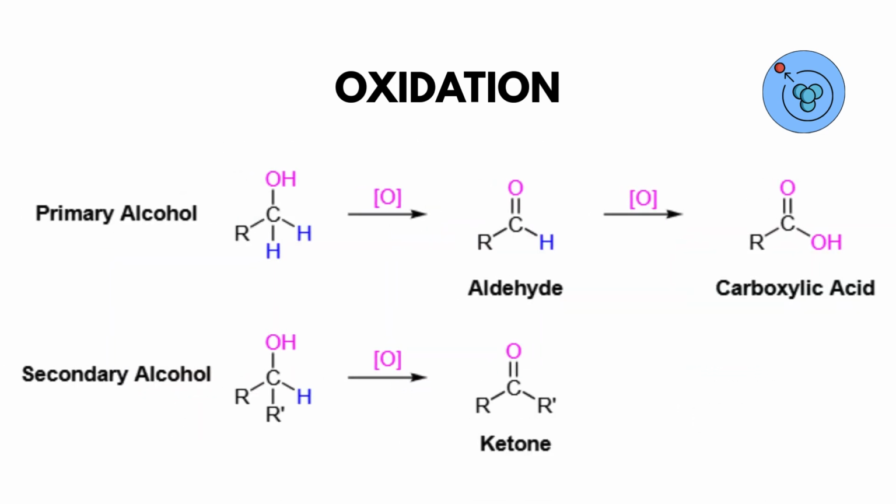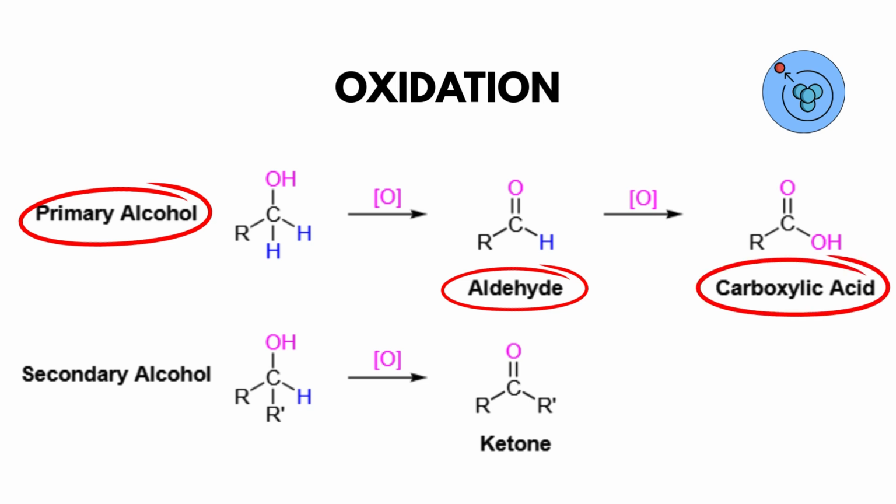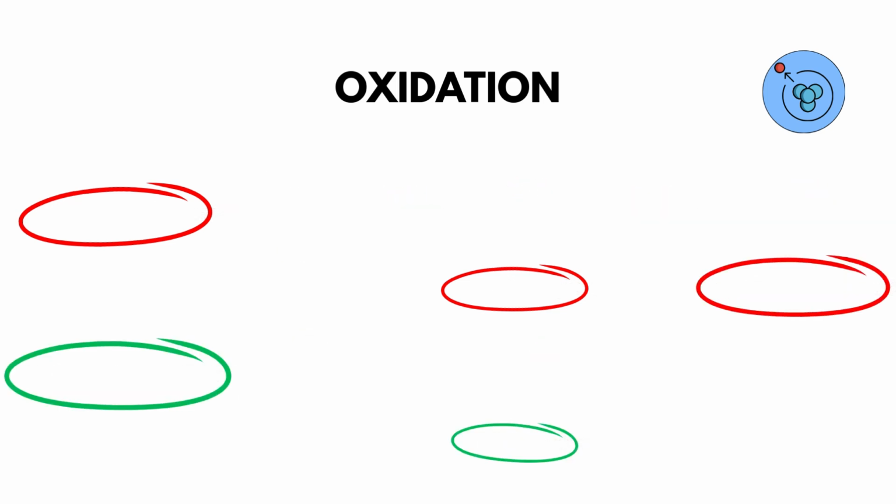In organic chemistry, oxidation is what allows alcohols to transform. A primary alcohol can be oxidized into an aldehyde and then further into a carboxylic acid, while a secondary alcohol is oxidized into a ketone.